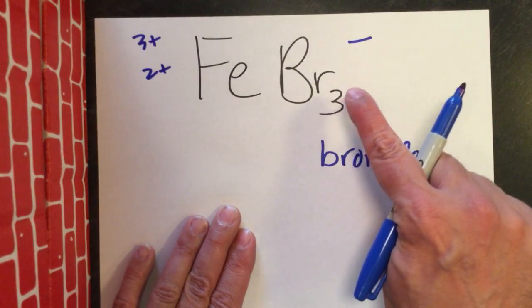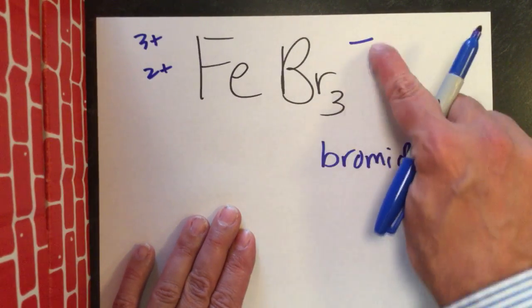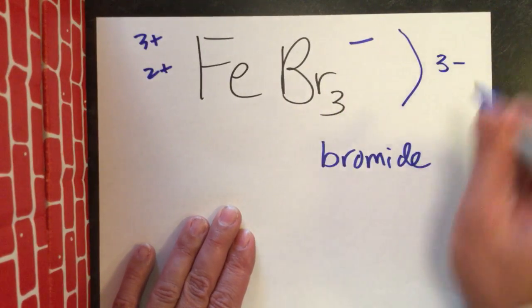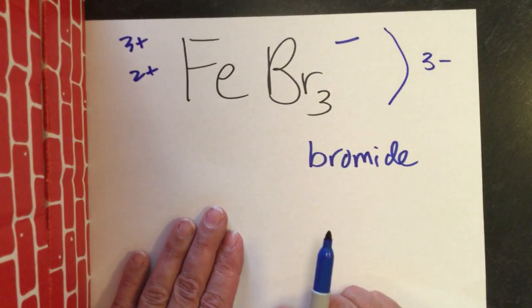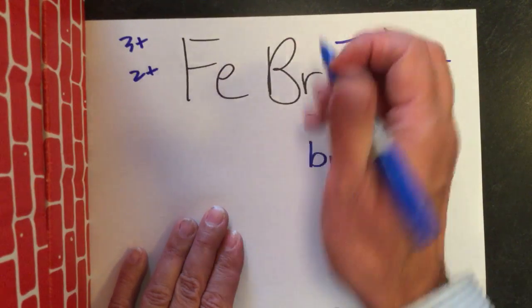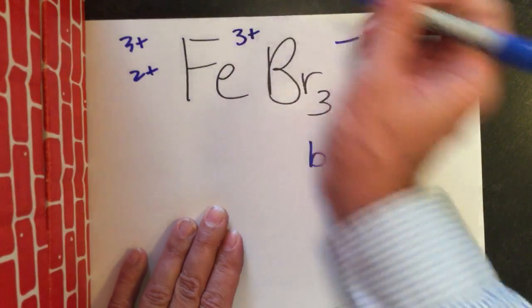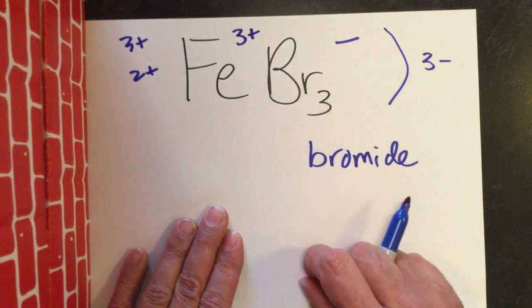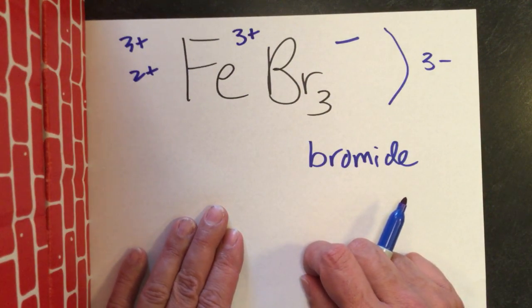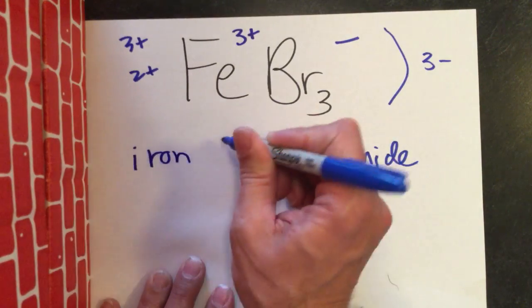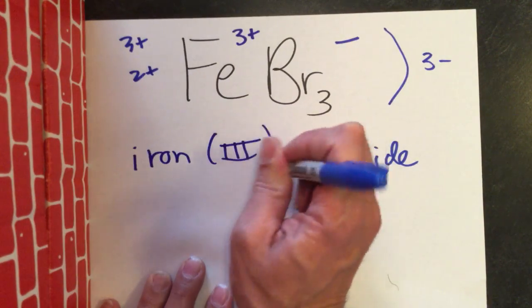So there are 3 Brs. Each Br is a minus. So basically, I've got a little 3- action going on this side, total. That means this Fe has to be the 3+ Fe, because then the 3+ would balance the 3-. And remember, all ionic compounds are neutral. So this has to be iron 3 bromide.